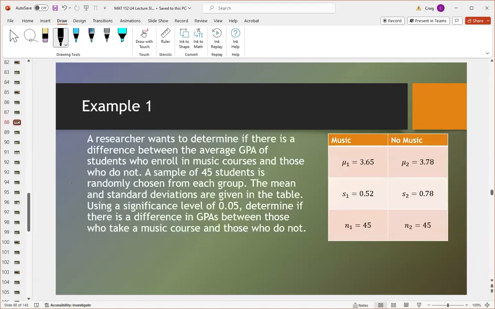So let's take a look at some examples. A researcher wants to determine if there's a difference between the average GPA of students who enroll in music courses and those who do not. And so we've got students in music courses and students who are not in music courses. A sample of 45 students is randomly chosen from each group. We're given the mean of each group, their standard deviations, and the sample size. We're going to use a significance level of 0.05 and determine if there's a difference in the GPAs. Here we want to determine if there's a difference, not whether one is greater or less than.